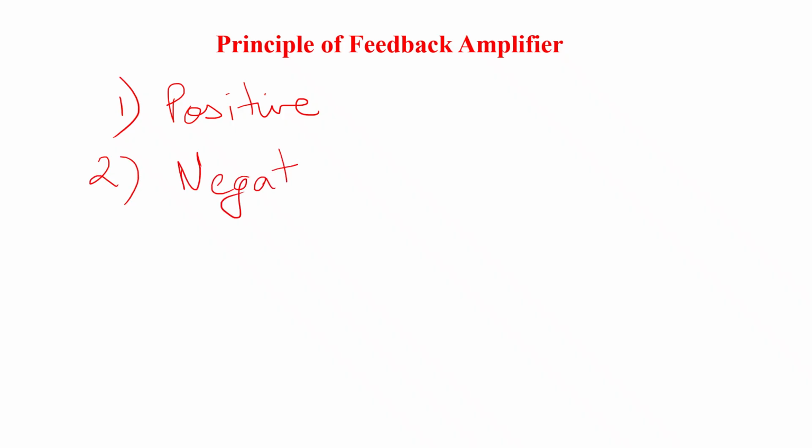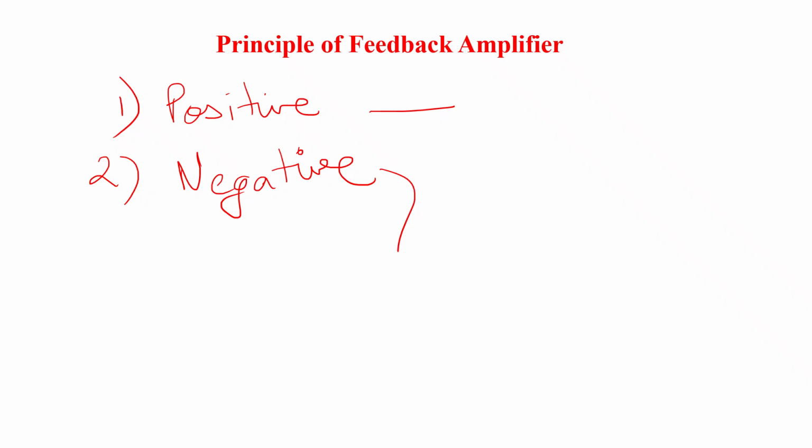What is the principle of any feedback? In feedback, there are two types of feedback. One is positive feedback, the other one is negative feedback. What is positive feedback? If the feedback signal and the input signal are both in phase with each other, then it is called positive feedback. In negative feedback, if the feedback signal and the input signal are out of phase with each other, then it is called negative feedback.